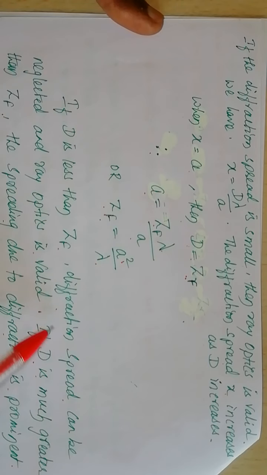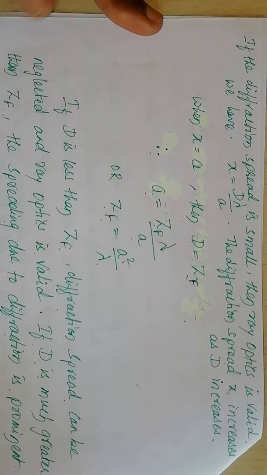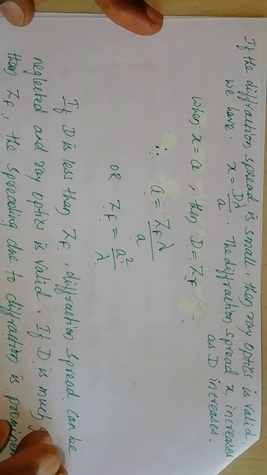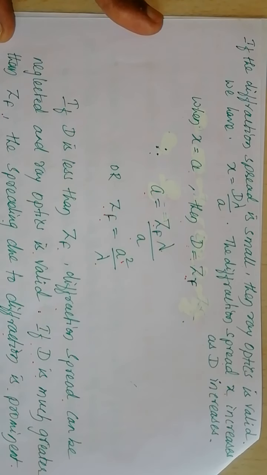Okay. Due to diffraction, if the light appears to spread such that the width of the central maximum is larger than the width of the rectangular slit, then ray optics is not valid and it has to be wave optics. Then the phenomenon of diffraction is explained on the basis of wave optics, not ray optics.